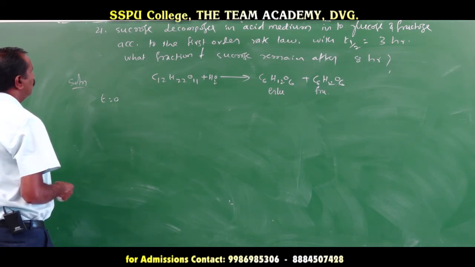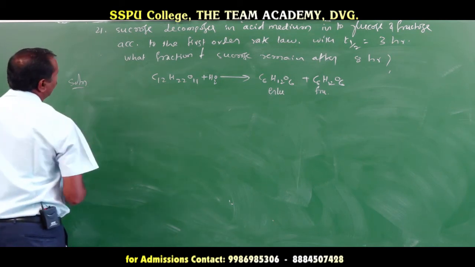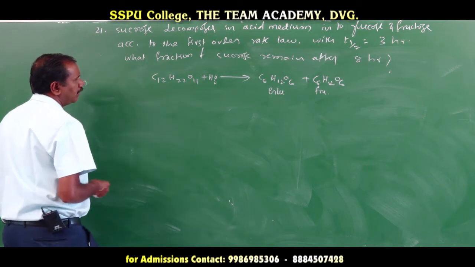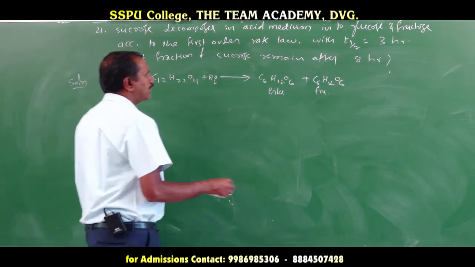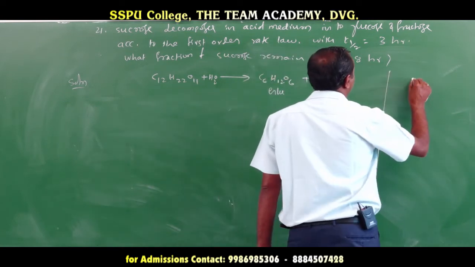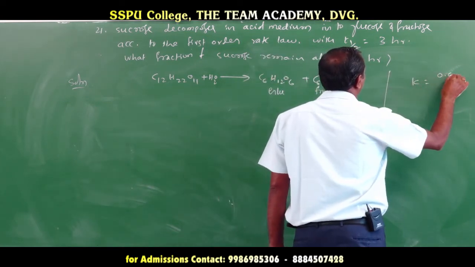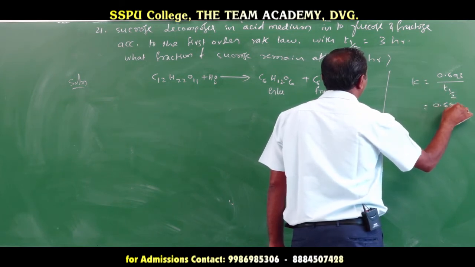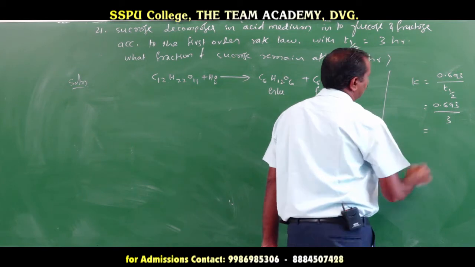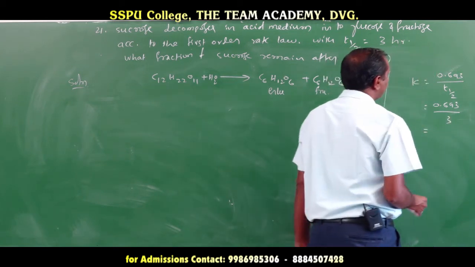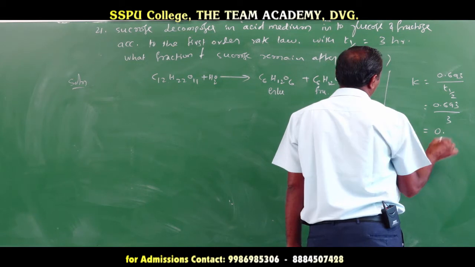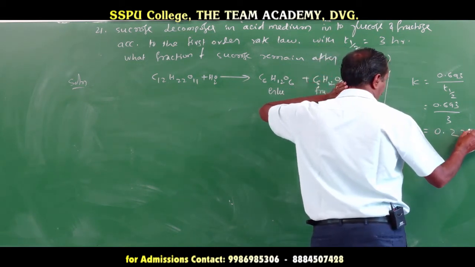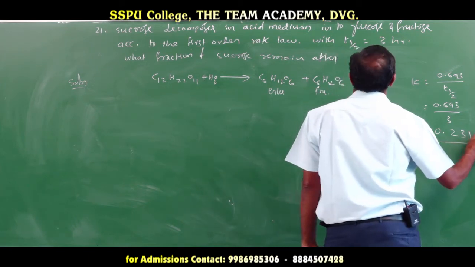So this is not required. The half-life is given, which means we can calculate the K value from it. K equals 0.693 by the half-life. The half-life value is 3, so 0.693 by 3 is nothing but 0.231, in terms of per hour.